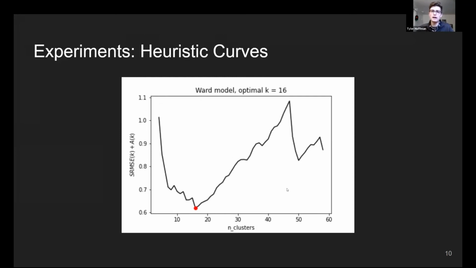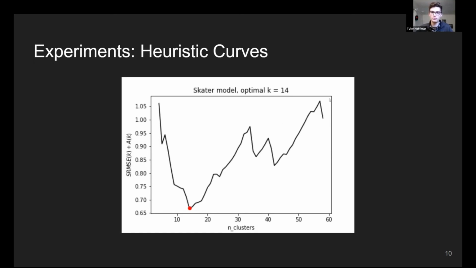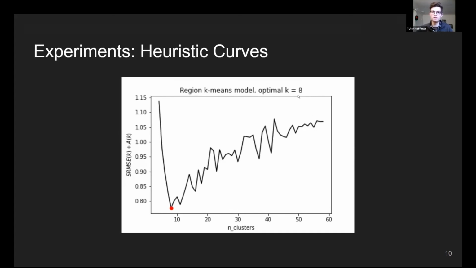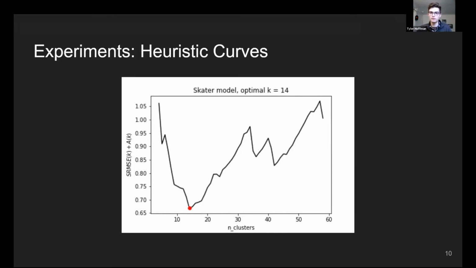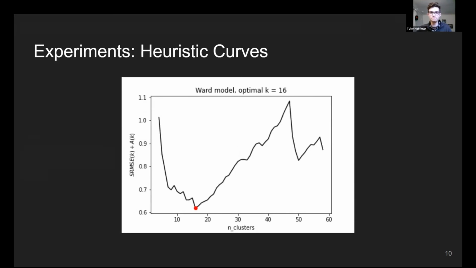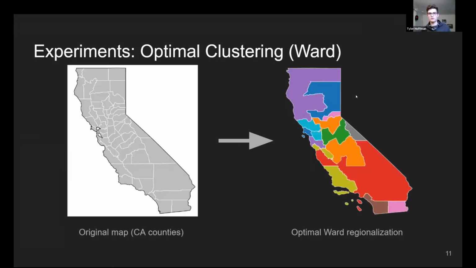The last thing I'd like to highlight on this slide is that these optimal clusterings, optimal according to the heuristic, have numbers of clusters that are very similar between the three of them. So 16 for Ward, 14 for Scatter, and 8 for the region k-means model. And that's a very interesting thing. It indicates some level of stability across algorithm choice in the heuristic, although, of course, more work is probably required to determine that. Okay, and here is the optimal clustering for the Ward model.